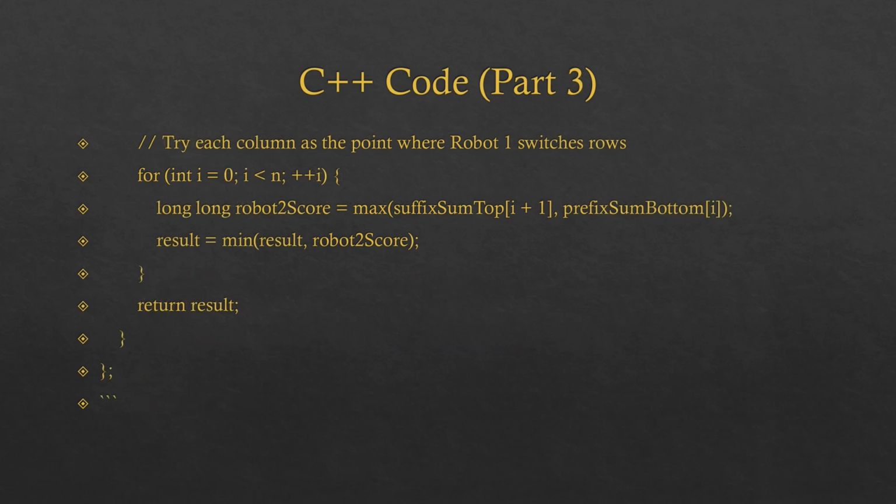Now we iterate over each column to simulate robot 1's path. For each column, we calculate the maximum score for robot 2 either from the top row or bottom row and track the minimum of these scores to get the optimal solution.